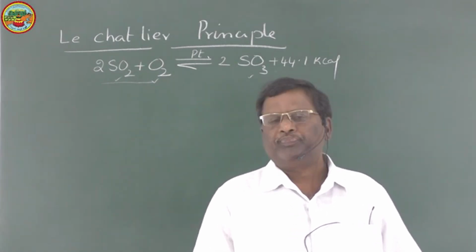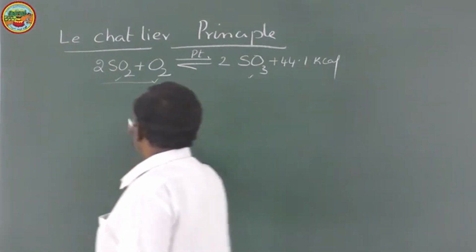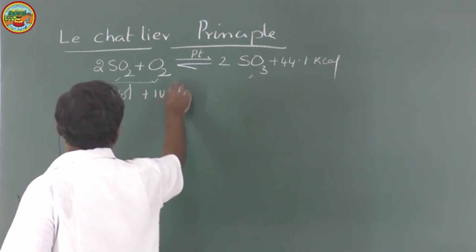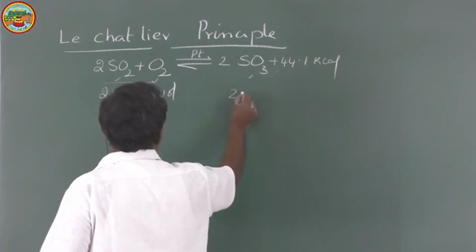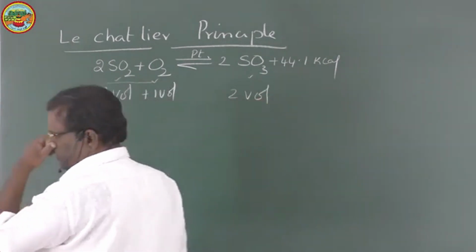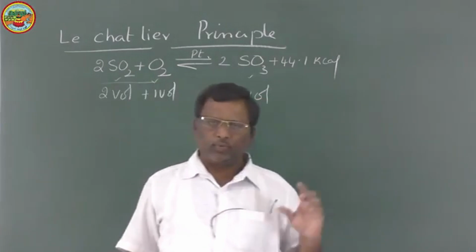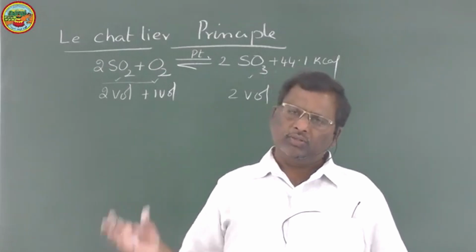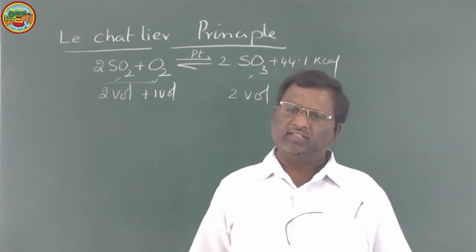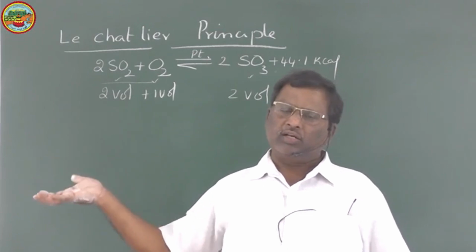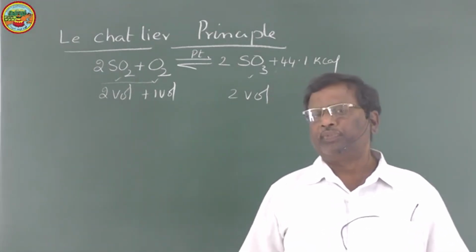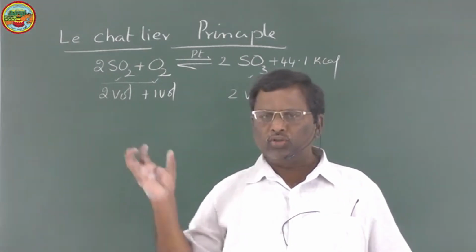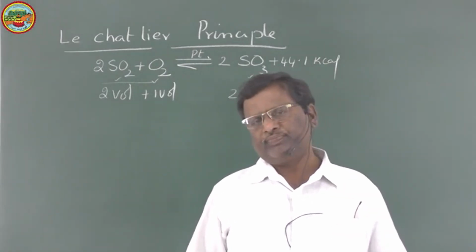Next, pressure. Here, in this reaction, 2 volumes of sulfur dioxide react with 1 volume of O2 to give 2 volumes of sulfur trioxide. That means 3 volumes of reactants are producing 2 volumes of products. In the same conditions of temperature and pressure, the volumes are in the ratio of the number of moles. That means 3 moles of reactants are giving 2 moles of products.